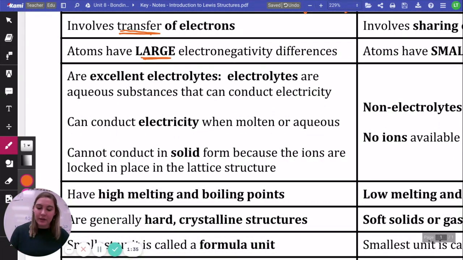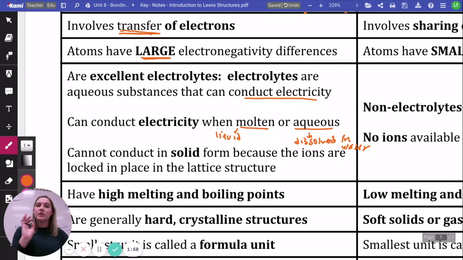Ionic compounds are excellent electrolytes. Electrolytes are aqueous substances that can conduct electricity. They only conduct electricity when they are molten, so when they are liquid, or aqueous, which is dissolved in water. To be able to conduct electricity, you have to have charges, and so they're not able to conduct electricity in solid form because the charges are locked in that lattice structure. There's no way for electricity to flow through them because those charges are locked in.